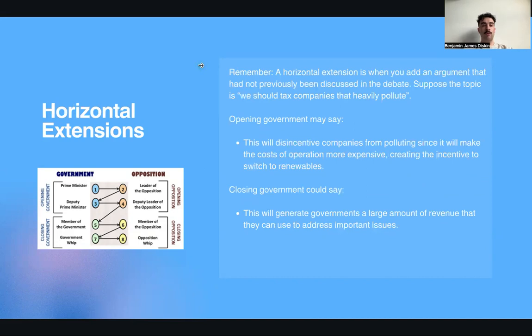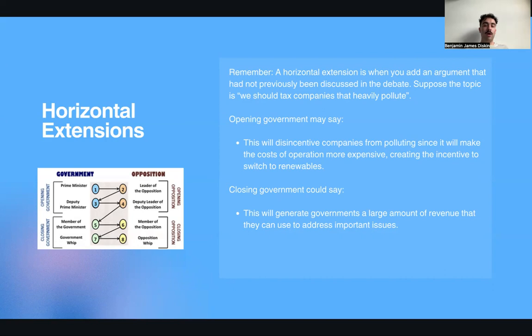So let's then talk about what we call horizontal extensions. And I'll remind you of what we discussed earlier, which is that a horizontal extension is when you add an argument that had not previously been discussed in the debate. Suppose the topic is also that we should tax companies that heavily pollute. If opening government correctly identifies that this may disincentivize companies from polluting since it will increase their operation costs, making business more expensive unless they switch to renewables, then you might not be able to add a new reason that proves the argument significantly better, since it's already been made at least somewhat decently.